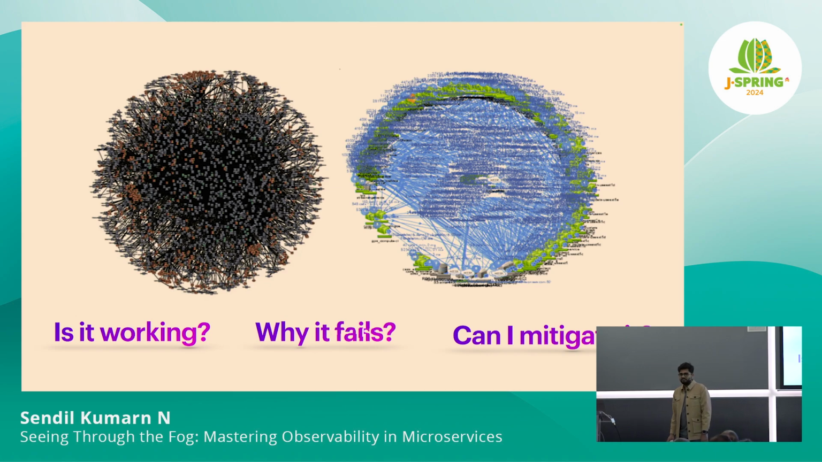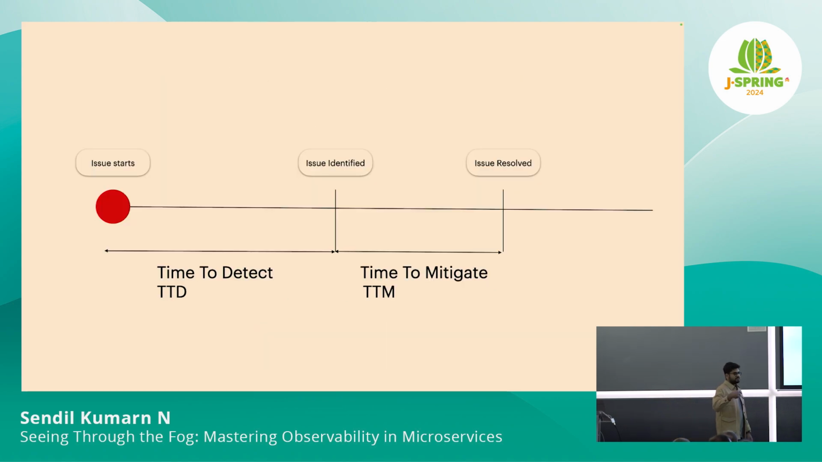I can mitigate it, but it depends, right? I need to have more data and more information to make sure I can mitigate it. In this world of microservices, the time to detect is actually a few days. I've seen applications or people worrying about some issues, and they did not even detect that particular issue. It took a long time for people to understand what the issue is. And time to mitigate also increases to a few days.